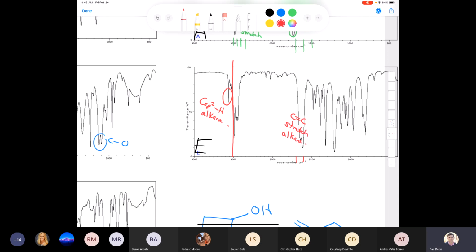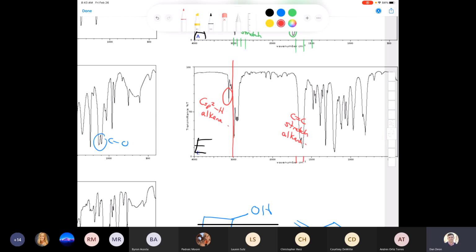Now, if you're like, well, Mr. Dion, on my sheet it says it's weak, and here it's really strong. That's probably due to some kind of effect that the oxygen has on it. Since oxygen is so electronegative, it probably affects the dipole of the double bond. And again, we know that the stronger the dipole, the stronger the signal, right? We went over that in the first lecture this week.